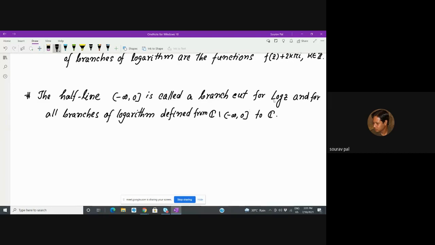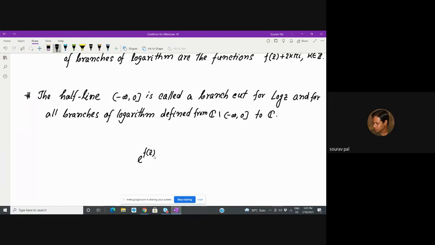Because we have seen that if we just add 2k pi i to the principal logarithm, then it is continuous and it is a branch on the same region. We have seen that. So are all confusions clear? If the confusions are not clear, then I am not going to move on. So once again, I repeat that argument.